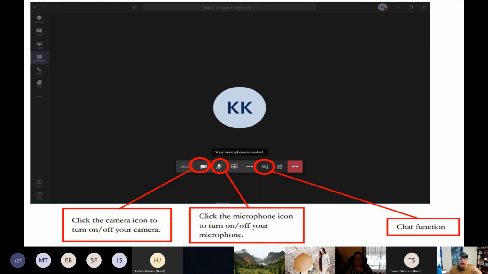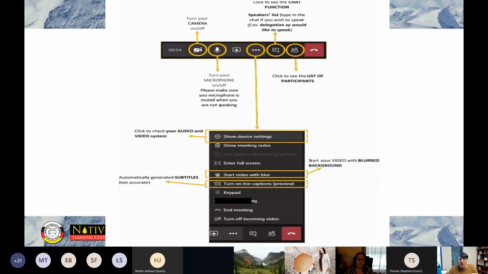And then you'll see the chat function as well pop up. If you are on the desktop app, you're going to see the same bar, same features, but it's going to be on your top right corner next to the leave button. So you'll see the ability to turn on and off your camera, mute and unmute yourself, and the chat box option as well.